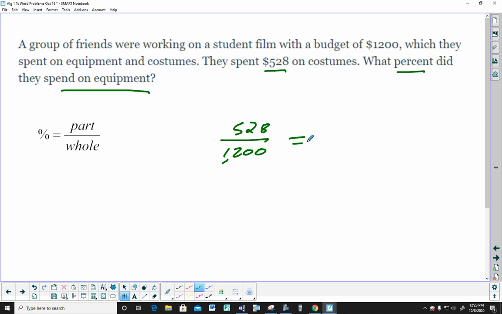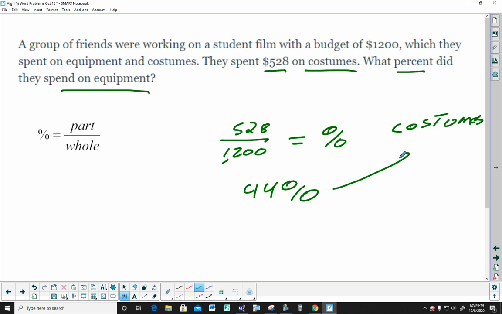$528. And if you solve this, that gives you the percent on costumes. So we could finish that. We could go 528 divided by 1,200, and we get 0.44. So 44% was on costumes, but they didn't want that. They wanted equipment. So you have to cut it off of 100. So 56% is on equipment. That's the percent on equipment.